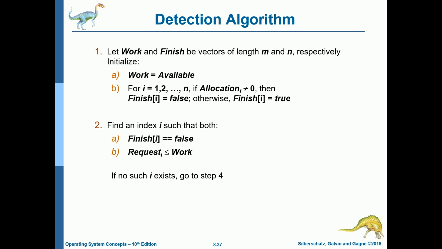Next, we need to find an index i such that both finish[i] is not equal to false and the request of i is less than or equal to work. If no such i exists, then go to step 4.